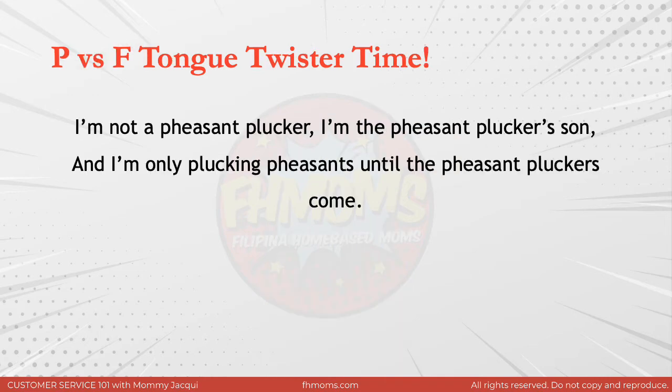Now, let's combine the letters P and F into a tongue twister this time and let's read it. We say, I'm not a pheasant plucker. I'm the pheasant plucker's son. And I'm only plucking pheasants until the pheasant pluckers come. Now try to do this faster and faster. Repeat it several times so you'll get used to switching from the letter F and the letter P.